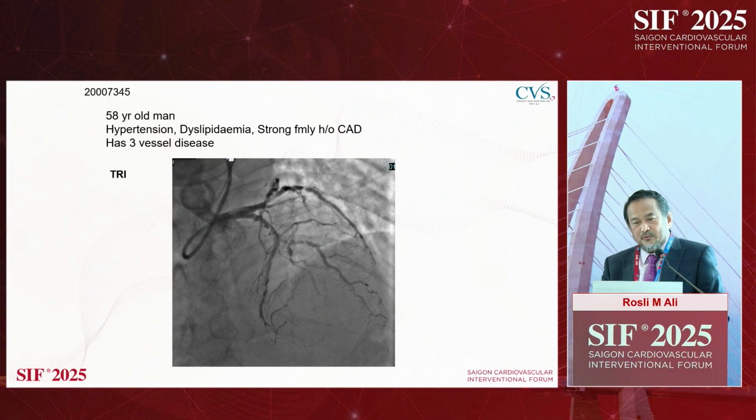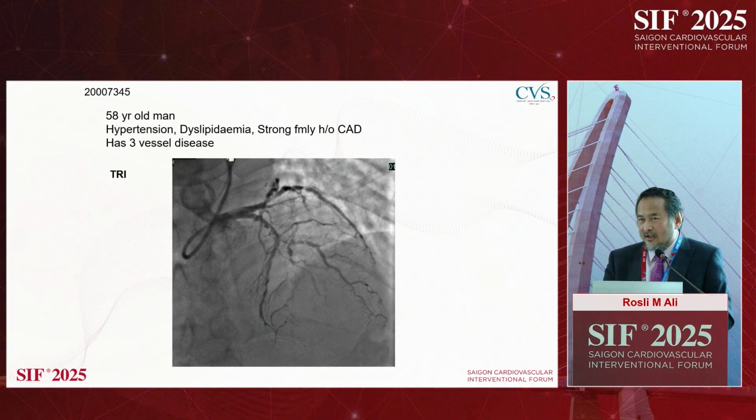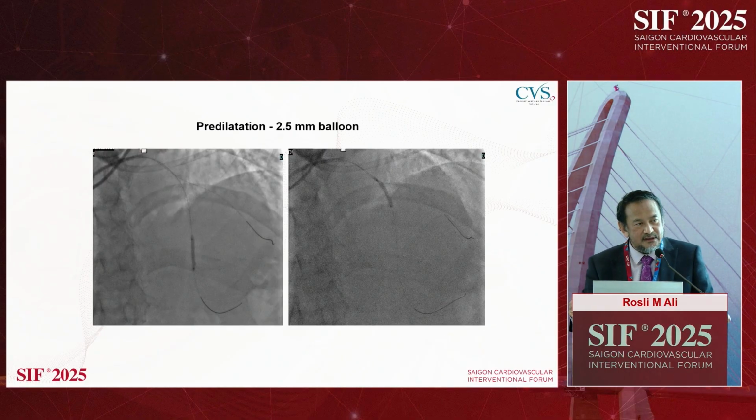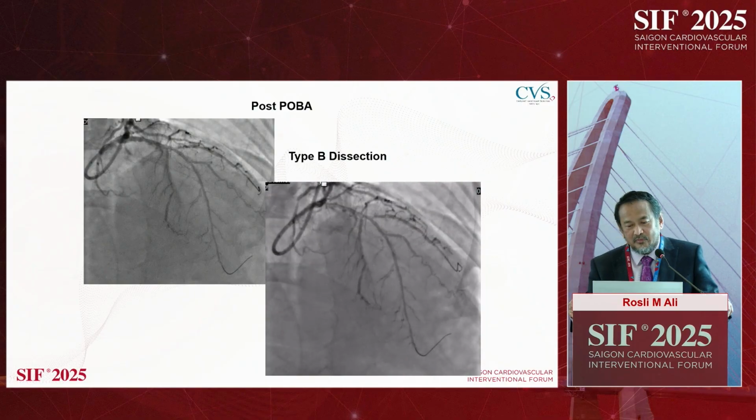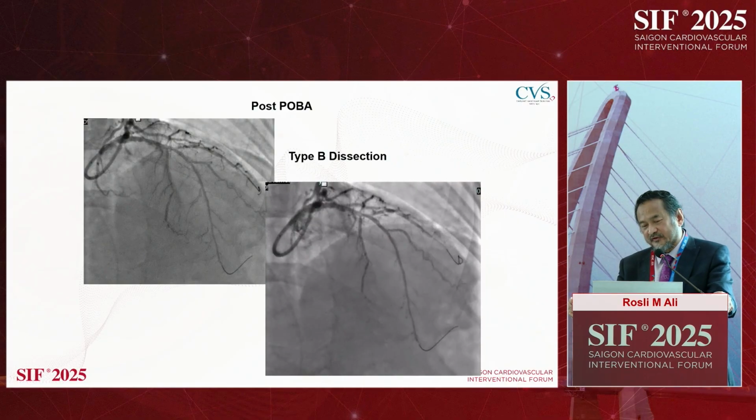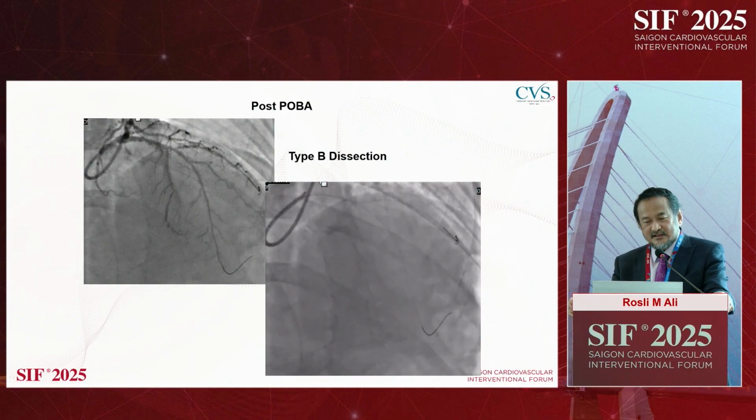Now, I just want to share with you briefly two cases of how we treated this. This is a number of years ago, a patient with chronic stable angina, CTO of the LAD, and a large diagonal which has severe stenosis. This was crossed and pre-dilated with a 2.5 mm balloon. The results were quite favorable. You can see the TIMI flow has improved. Diffuse disease until the distal end.